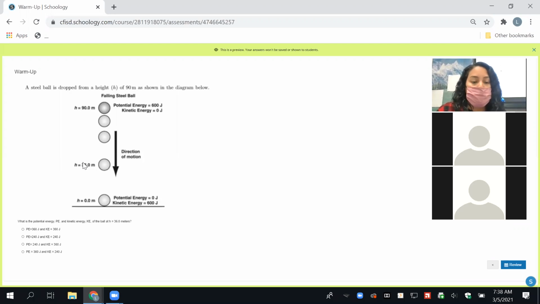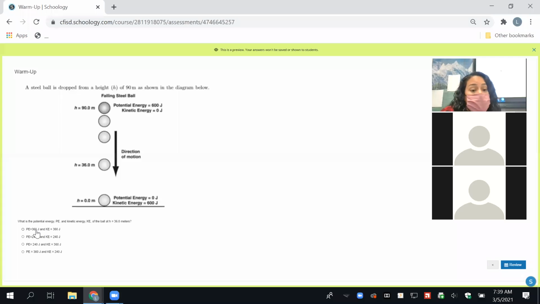So the question is, what's the PE and KE at 36 meters? And so while it might look like you would need to calculate something, you don't, because you can just reason with that information. You know that this is more than halfway down, so it more than likely has more KE than PE, and that it also has to equal out to 600 when you add them.